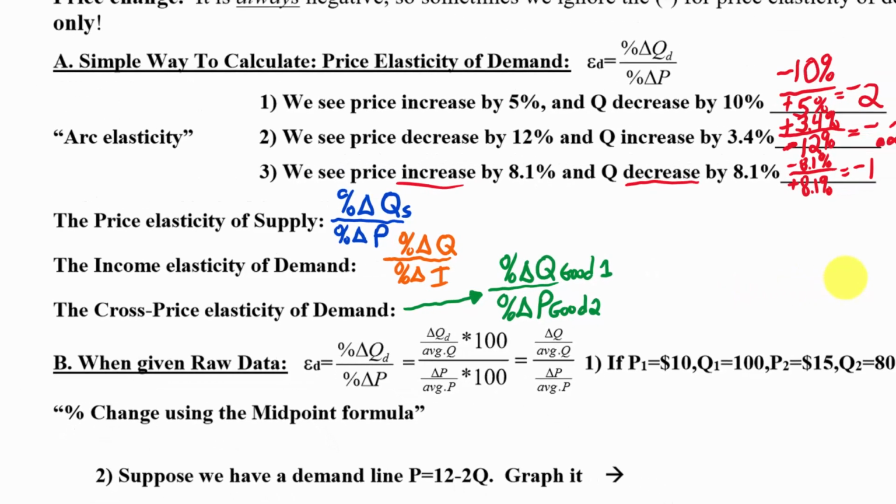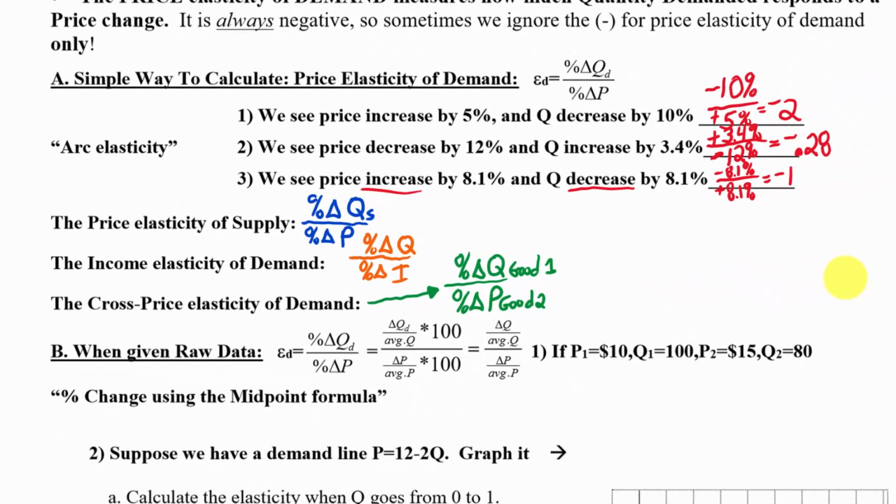So once you know those formulas, anytime you see the percentage changes, all you have to do is put the right percentage change on the top or the bottom, do some division on your calculator, and you're done.